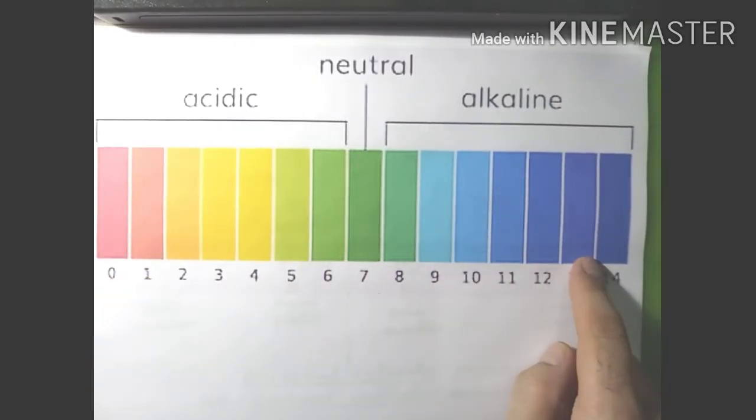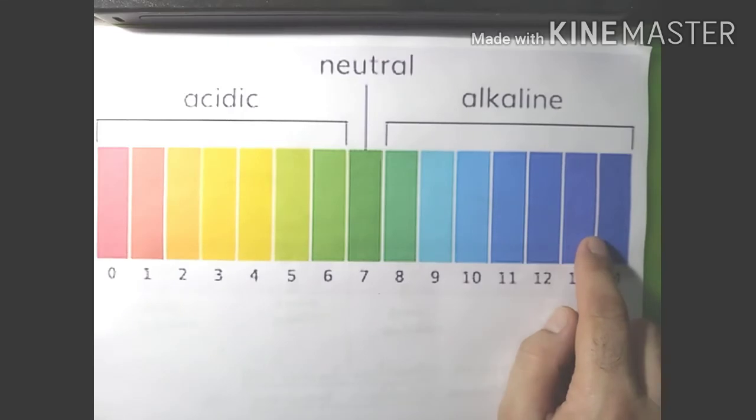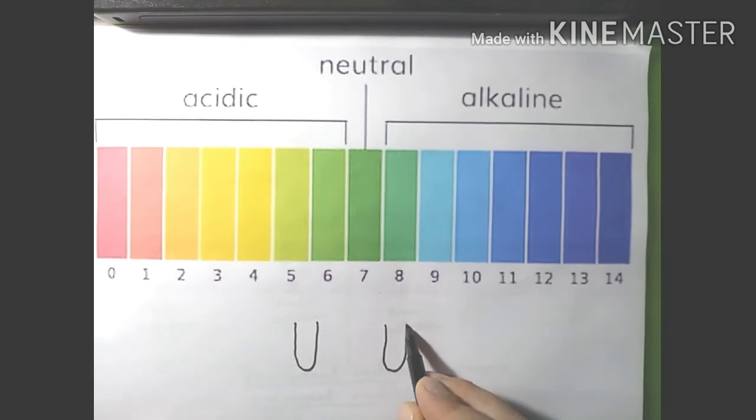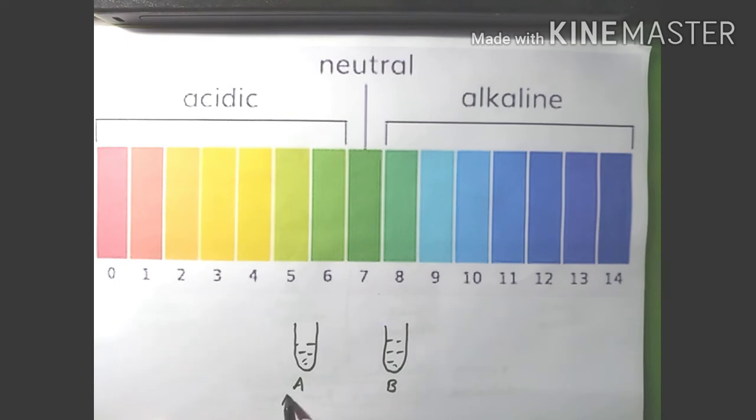Now I am showing you one color chart, and on the basis of the color chart we can tell very clearly whether the solution is more acidic, less acidic, more basic or less basic. Suppose I am giving you these two test tubes. Again I am telling you, this is test tube A and this is test tube B, and both the solutions are acidic. And in this I am just putting that universal indicator paper.